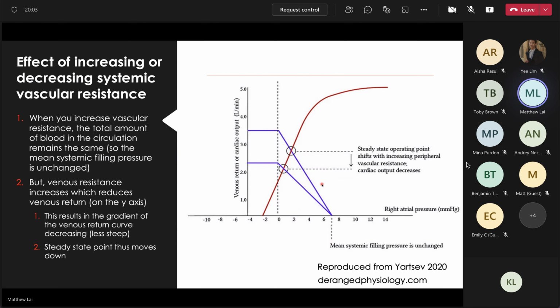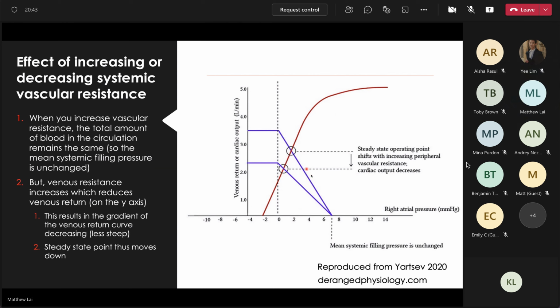So the third thing we're going to model is the effect of increasing or decreasing systemic vascular resistance. And this one's a little bit trickier. So when you increase vascular resistance, the total amount of blood in the circulation remains the same, at least in this model. So your mean circulatory filling pressure remains unchanged. So this point here along the x-axis doesn't move when you get a change in vascular resistance. But you do get an increase in venous resistance, which reduces how much blood flows back to the heart.